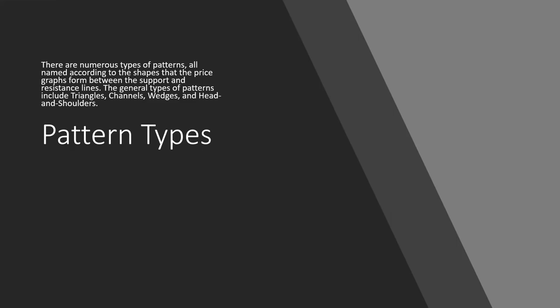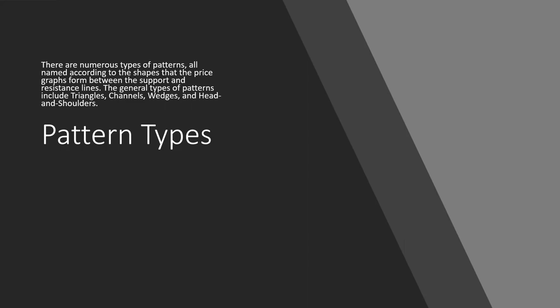I've seen flying saucers. I've seen teacups. I've seen coffee cups. I've seen half pots. I mean, you name it. But the most popular and most well-documented ones are triangles, channels, wedges, and head and shoulders. And sometimes we refer to these patterns also, or we have patterns that are called flags and pennants.